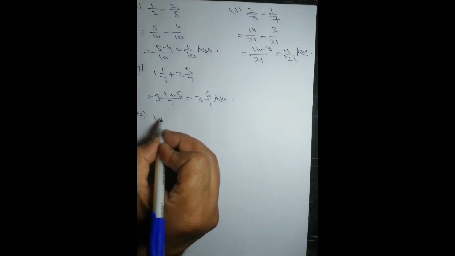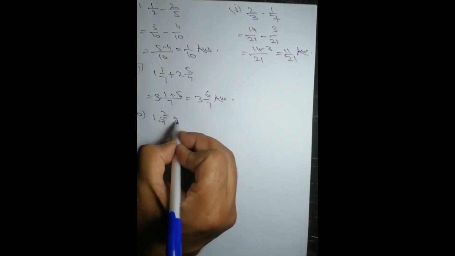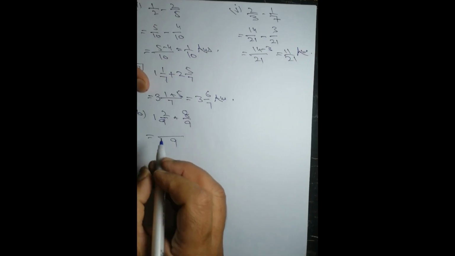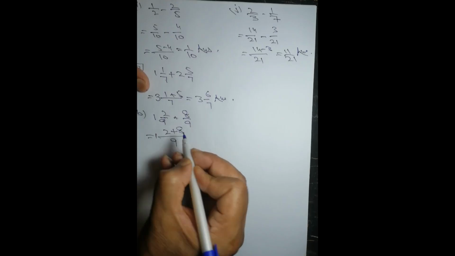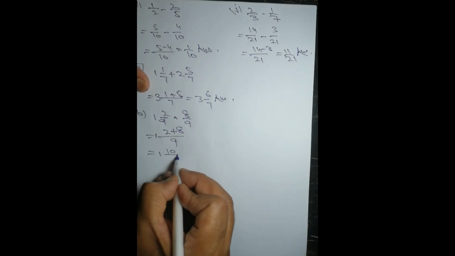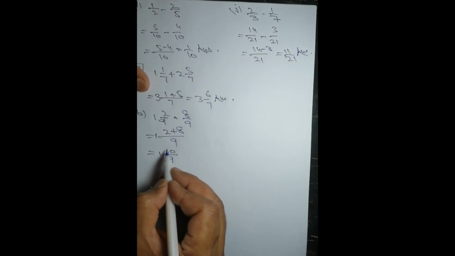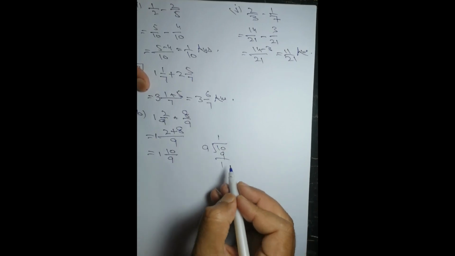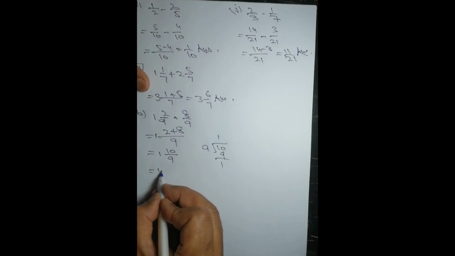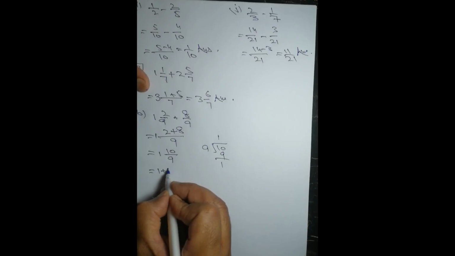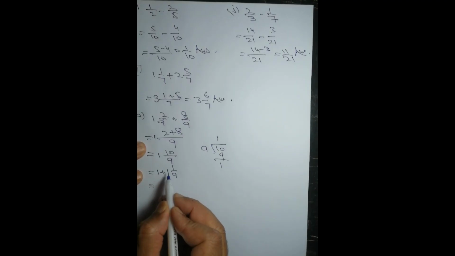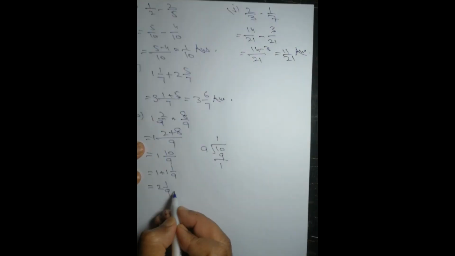Part B of this question, 1 whole 2 by 9 plus 8 by 9. So now the denominator is the same, that is LCM 9. Here this is 1 whole number. 2 plus 8, that is equal to 1 whole number, that is 10 over 9. And we need to make this a mixed number. 10 divided by 9, 1, 9, 1. This is one whole number, plus 1 by 9. So this will be 1 plus 1, that is equal to 2 whole 1 by 9. So this is the answer.